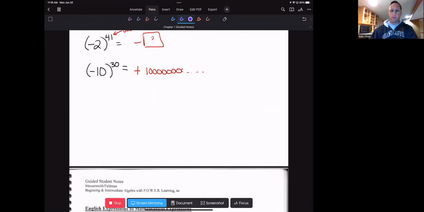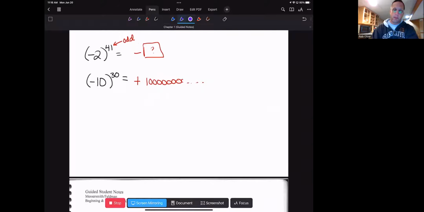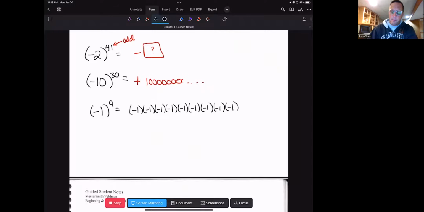While I'm thinking of it, I don't want to forget this. Let's talk about negative 1 really quick, because a lot of times people confuse that. Let's do negative 1 to the 9th power. Well, that does not mean negative 9, nor does it mean positive 9. It means negative 1 times negative 1 times negative 1, 9 times. 1, 2, 3, 4, 5, 6, 7, 8, 9.